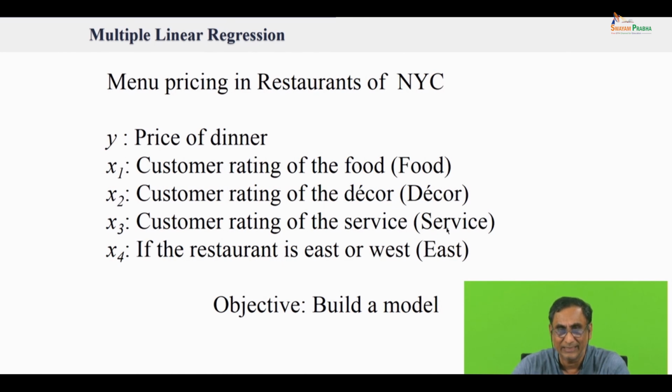All this was rated by the customers, along with the location of the restaurant, and the price of dinner served in that restaurant was also taken. So you would expect that the quality of the food, the service level, all of this would have a very direct influence on the price in the restaurant, and a linear model was built between y and the independent variables x1 to x4.